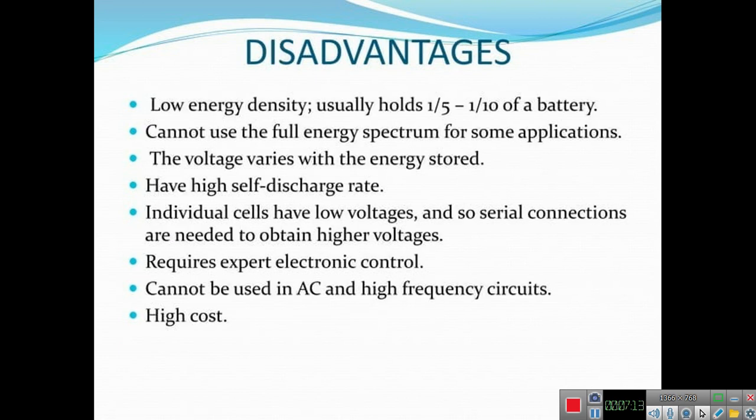Disadvantages: low energy density, which holds 1/5 or 1/10 of a battery; cannot use the full energy spectrum for some applications. The voltage varies with the energy stored, and there is a high self-discharge rate. Individual cells have low voltages, so series connections are needed to obtain higher voltages. It requires expert electronic control, cannot be used in AC or high frequency circuits, and it is high cost.